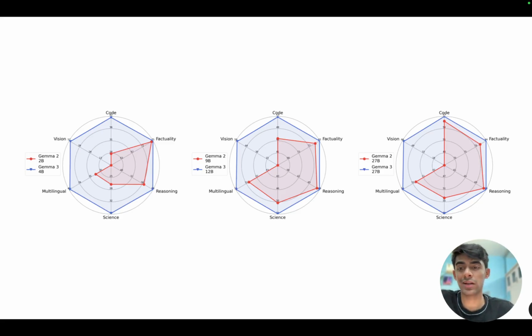Now, if you look at the specific domain results, you'll see vision. Obviously, Gemma 2 did not have the capability for vision. But if you look at Gemma 3, it's performing really well in all of these. When it comes to code, Gemma 3 is performing really well. So anyone looking to fine-tune a model for coding, or for a specific language, I think Gemma 3 is a really good open source model, especially the 12 billion parameter one, right?